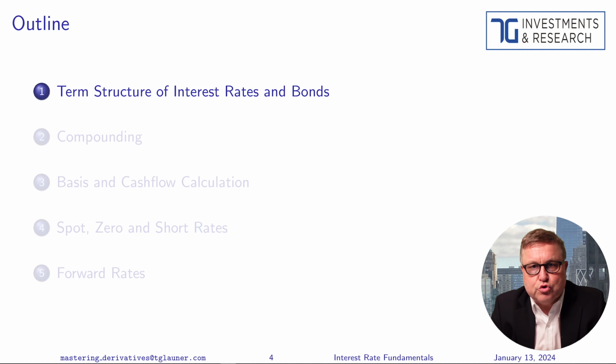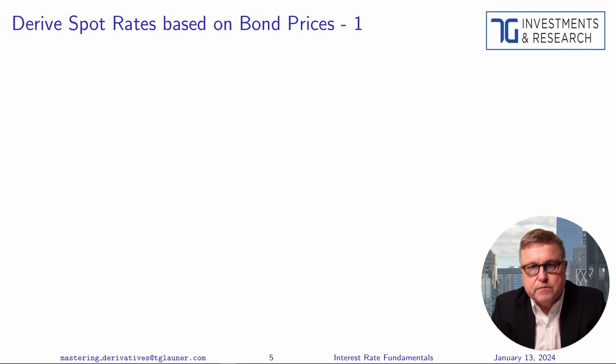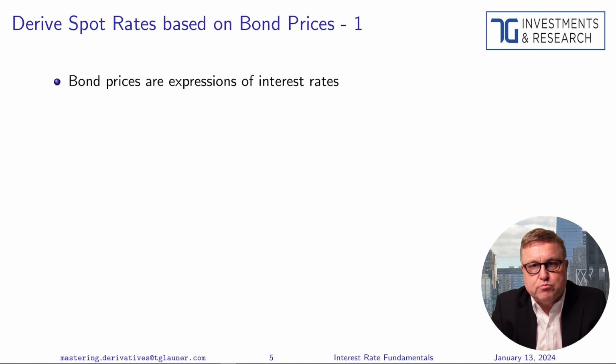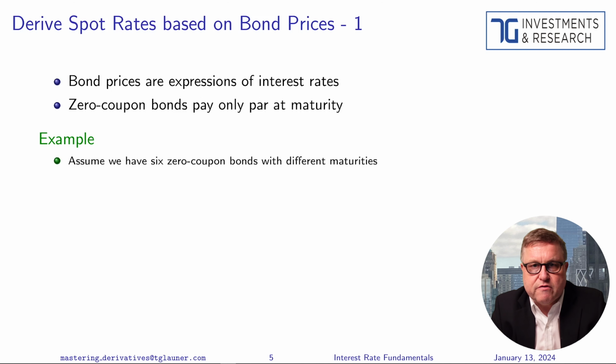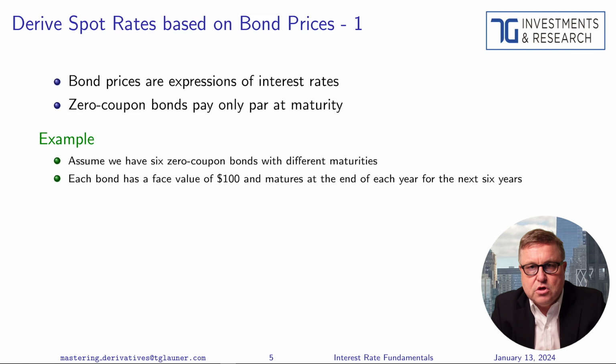Let's delve into the term structure of interest rates. We aim to derive spot rates from bond prices, since these prices reflect underlying interest rates. In our example, we define a zero-coupon bond that pays only at maturity, so there are no interim coupon payments. You purchase the bond and receive a single payment upon its maturity. Assume we have 6 zero-coupon bonds with varying maturities. Each bond has a face value of $100, often referred to as par value.